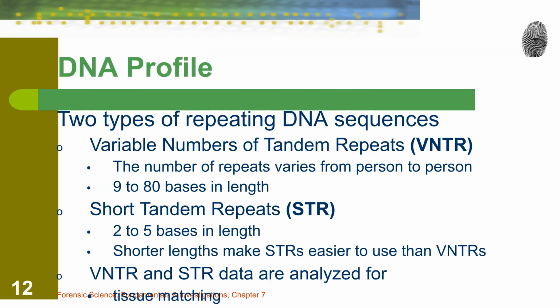There are 2 main types of repeating DNA sequences: variable numbers of tandem repeats, VNTR, 9 to 80 bases long, and short tandem repeats, STR, 2 to 5 bases long. STRs are generally easier to use. Both are analyzed for tissue and inheritance matching.